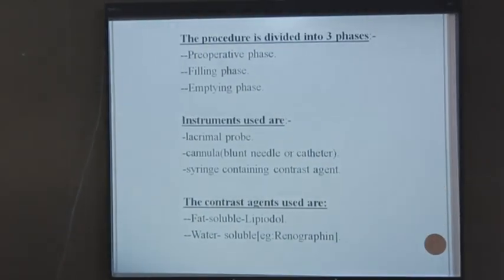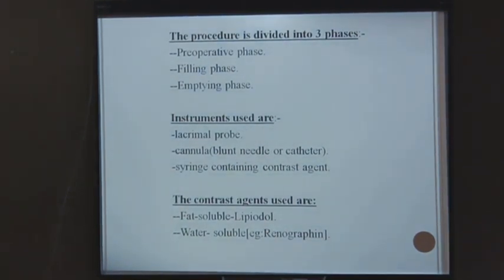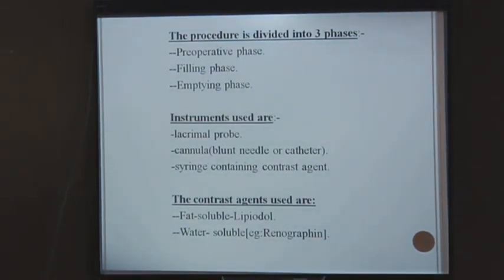Procedure: there is a pre-filling phase, filling phase and post-evacuation or emptying phase. You will have to detect the orifice and then enlarge the orifice with a lacrimal probe, dilate it, and inject the dye through the duct. Then you take a scout image before the dye is given. During the dye giving you take one image, and after 5 minutes, after all the dye has drained, you take a post image. These will be the 3 images that you are seeing.